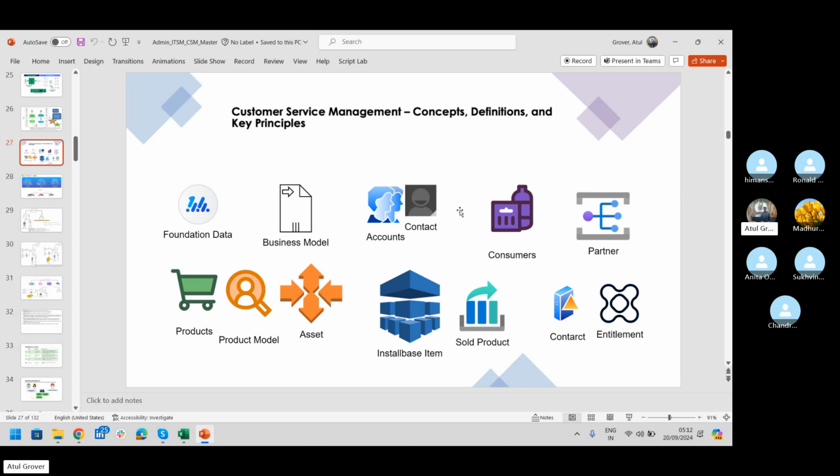But as an overview, foundation data: to run the CSM, we need assets, product model, install base item. We need a consumer, account, customer, partner, entitlement, contracts. These are all the foundation data. Plus, in the CSM, two things are required: one is internal people, one is external people. External means your customer, your consumer. Internal means who is representing that customer on the internal side. The next slide will make this clearer.